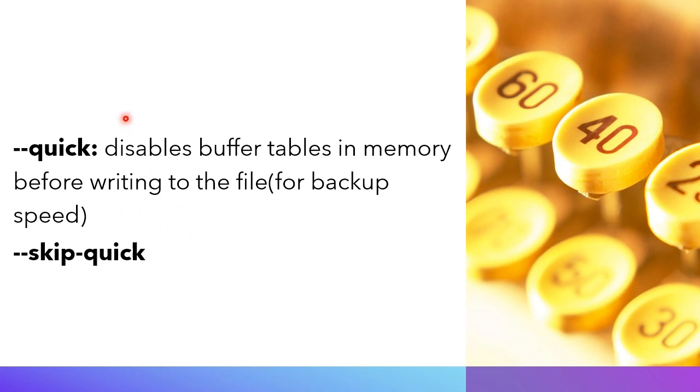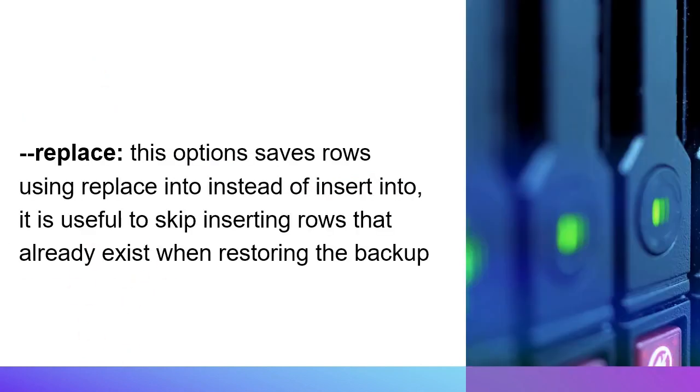Now here we have the quick option. The quick option will be disabling buffering tables in the memory before writing to the file. This option is going to be asking the mysqldump to avoid buffering tables in the memory prior to writing them into the file. By using this option, the speed of the dump of large tables is going to be enhanced. So you're having a higher speed of dumping large tables. If you want to enable buffering tables in memory, then you'll do the opposite, skip quick.